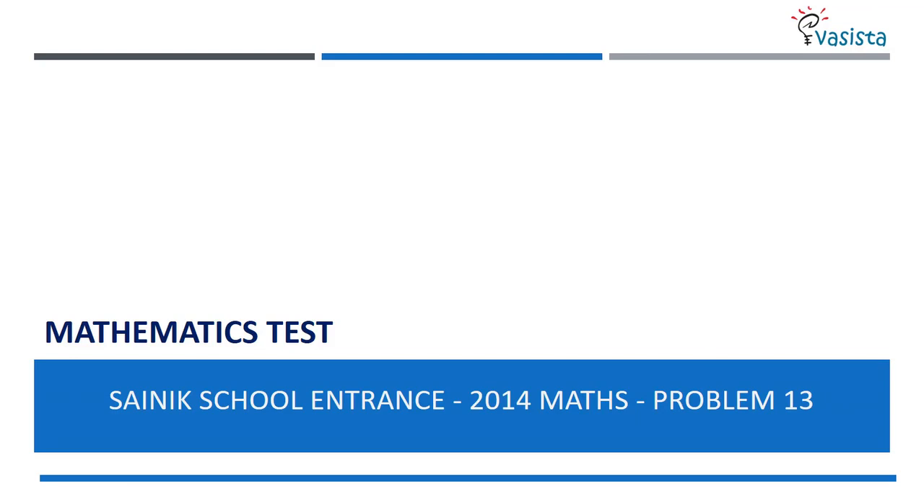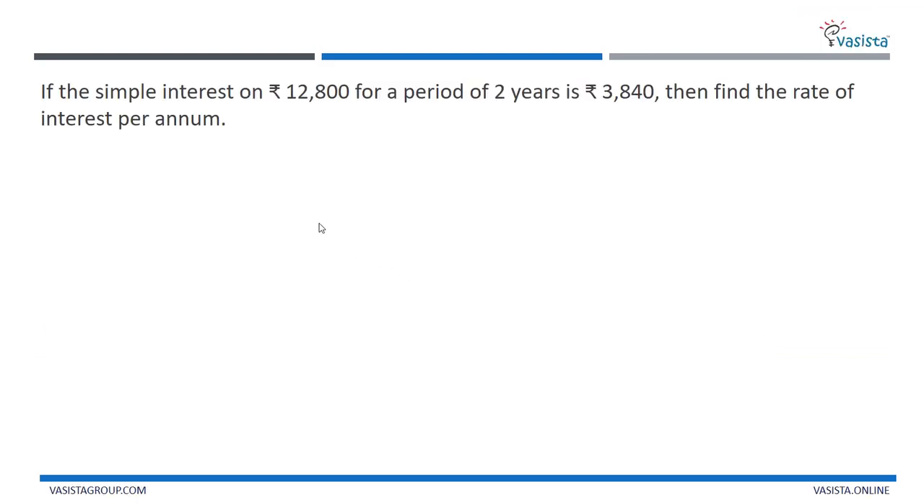Fine, this is the 13th problem. Let us solve here. If the simple interest on 12,800 for a period of 2 years is 3,840 rupees, then find the rate of interest per annum. What all have they given?